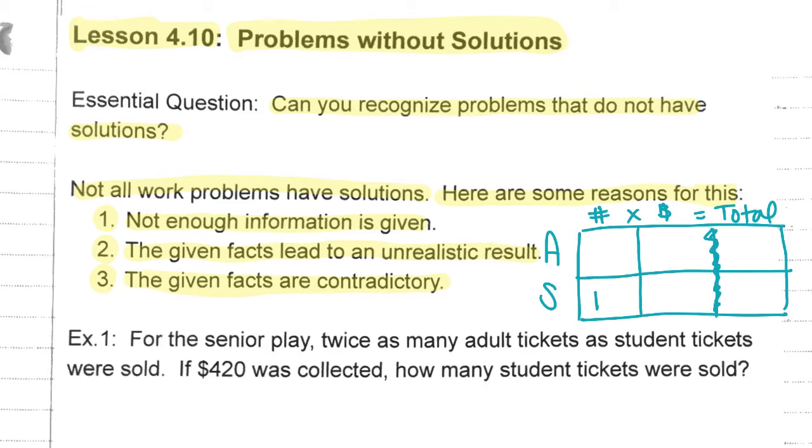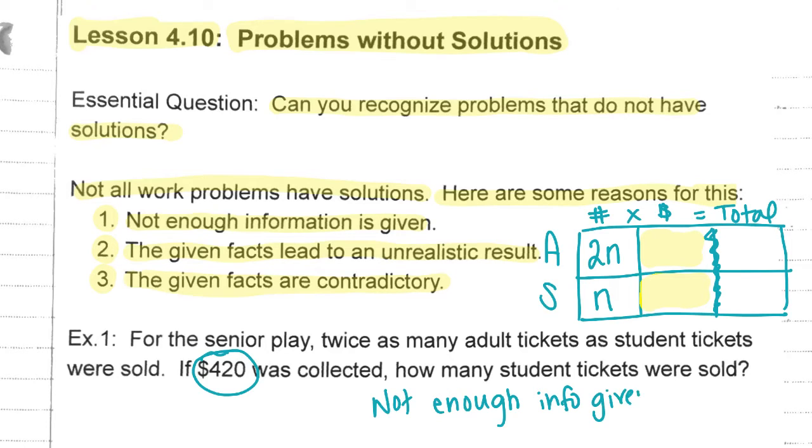But it says for the senior play, twice as many adult tickets as student tickets were sold. So if I call student tickets N, I would call adult tickets 2N. Well, because they tell us a dollar amount, but they don't tell us the information for the dollars for the adult tickets or the student tickets, in this case, there was not enough information given. So we are unable to solve this one.